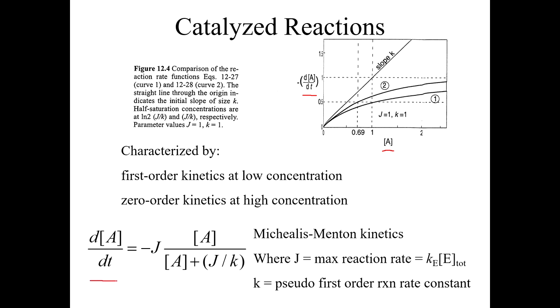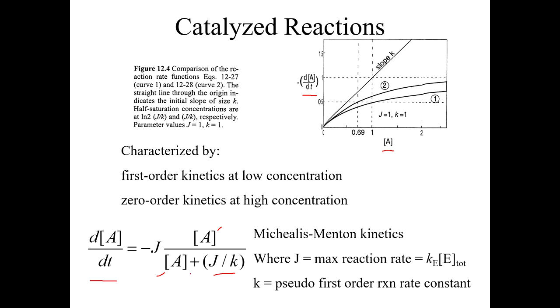So dA/dt is equal to minus, and here we're using the letter J. You've probably seen Michaelis-Menten kinetics written with different letters. That's fine. We're using J here. It doesn't matter. But anyway, multiplied by the concentration of your chemical in the numerator, and then in the denominator, you have the concentration of the chemical plus this other term, which in this notation is J over K.